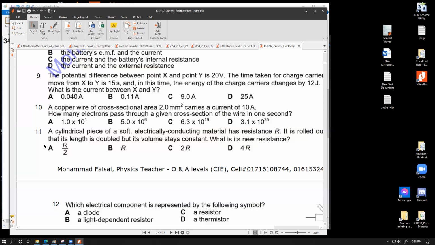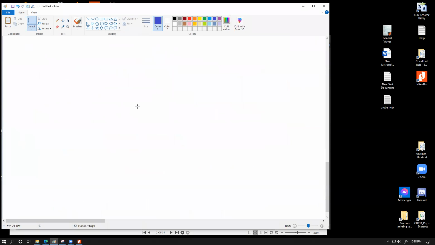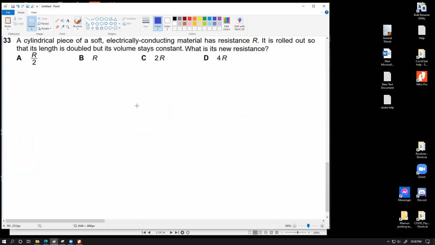Now let me show number 11. Number 11 is about the fraction or ratio thing that I showed last. Let's have a look at this question. A cylindrical piece of a soft electrically conducting material has resistance R. It is rolled out so that its length is doubled but its volume stays constant. So this is important information. If the volume stays constant, obviously this would mean the cross-sectional area has become half.